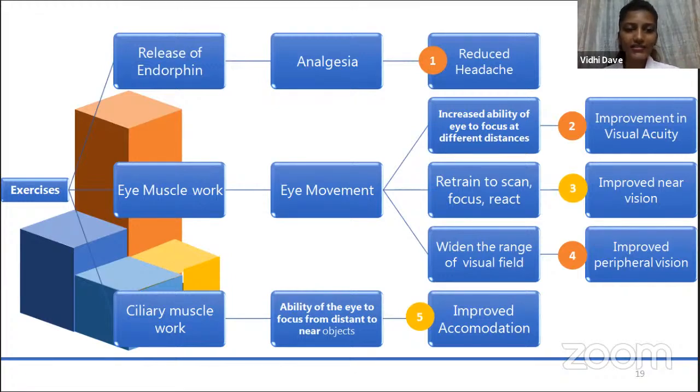We also see that exercises cause a lot of eye muscles to work, and when eye muscles work, there is a lot of eye movement. Because of that, there is an increased ability to focus on different points, to scan, to focus, to react on various objects. When we give side-to-side movements, there is a widening of the visual field. So that takes care of the peripheral vision. Scanning and focusing takes care of the near vision. Focusing from different points improves your visual acuity and your accommodation. So this is how the exercises could help treat amblyopia.